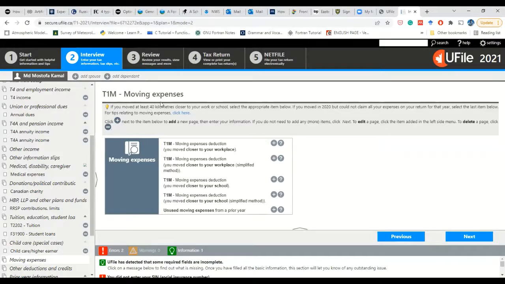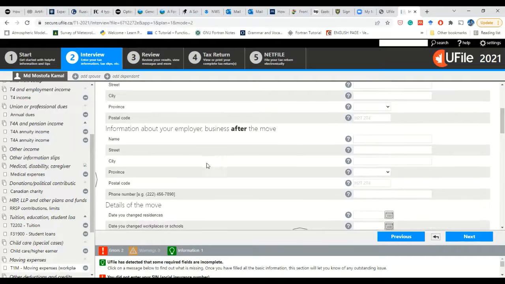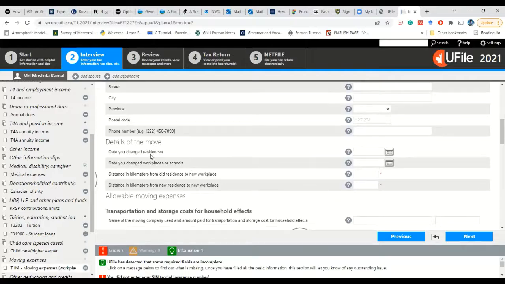And this is the moving expense form. I already explained some of it. You can create the moving expenses form here. Now we can see the address of the former residence. As I said, you used to live in Toronto, so you enter the Toronto address, and now you moved to Saskatoon. Here is information about employment or business after the move, where you study, and details of the move.